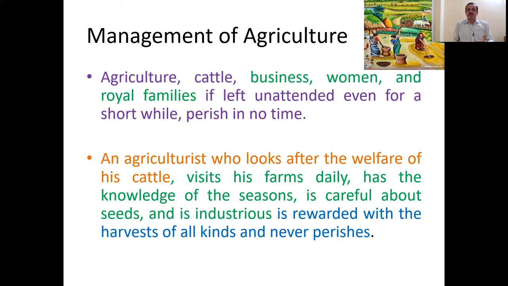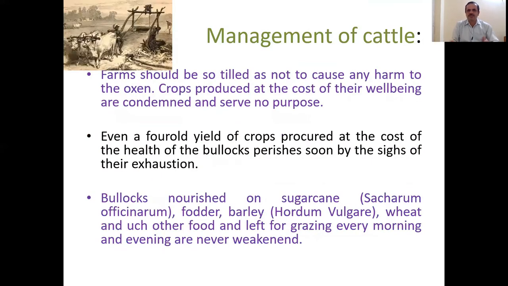So you see here how he mentions a person who is industrious, who is very much caring for his farm, who is very much caring for his cattle. So these are all the attentions to be given by an agriculturist, which were being observed in those olden days also. Then about the management of cattle, because cattle is also very important for agriculture, and also it yields milk. Of course, the panchagavya is also important. Panchagavya is produced from cattle.